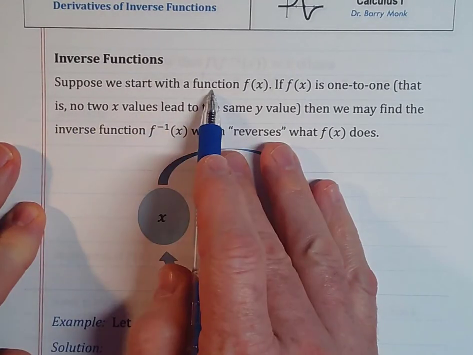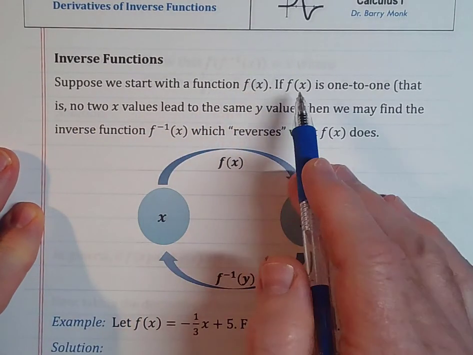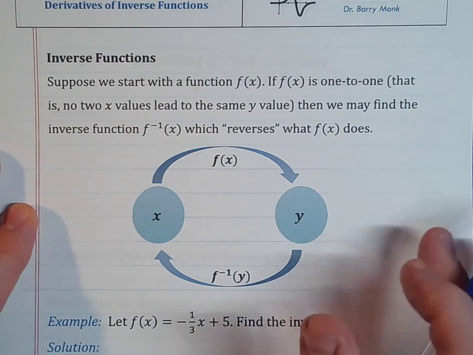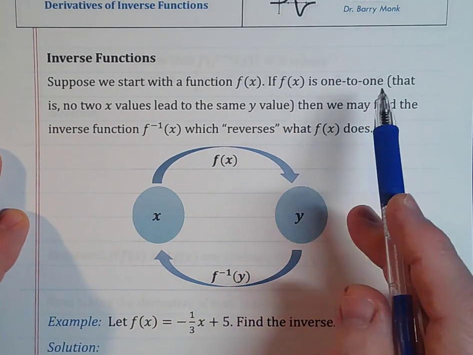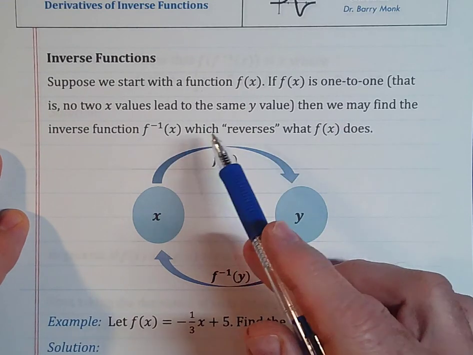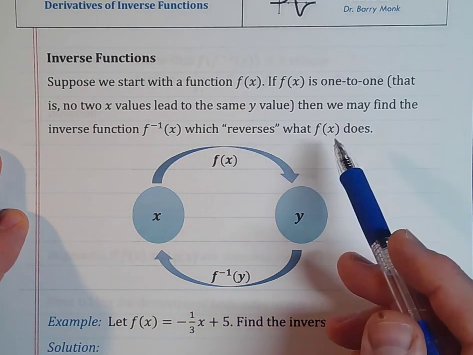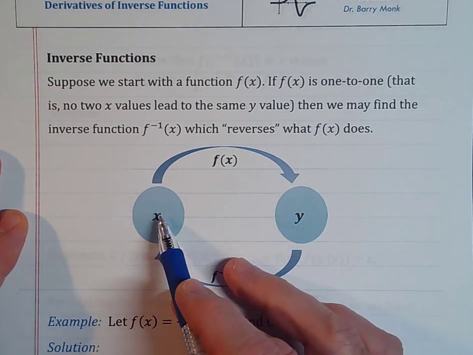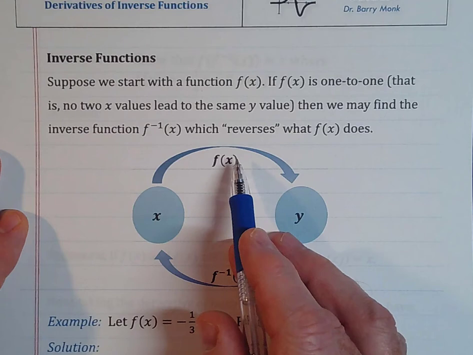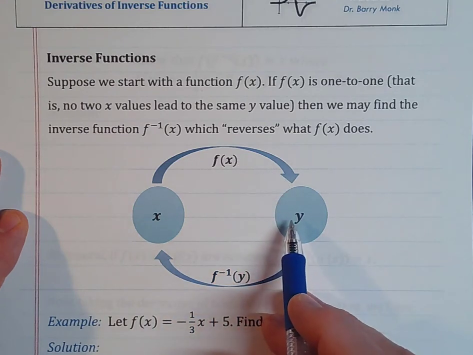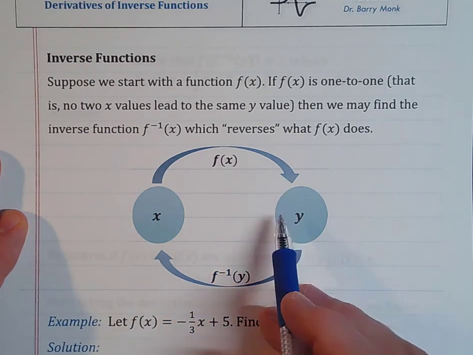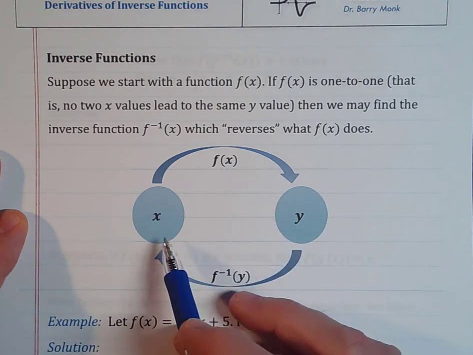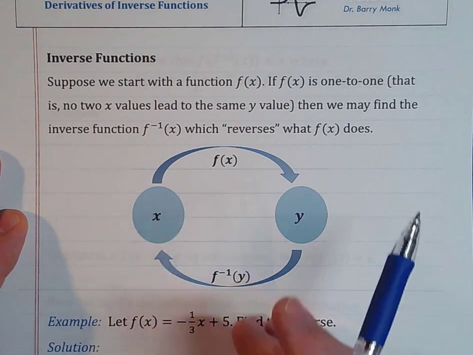Suppose that we start with a function f of x, and f of x is 1 to 1, which means that no two x values lead to the same y value. Then we may find the inverse function, which essentially just reverses what the f of x function does. In other words, if I start with some value x, I plug it into the function f of x, then I get a value that comes out of it. We usually call that y. Then if I take this value and plug that into the inverse function, that ought to take me back to the value that I began with.